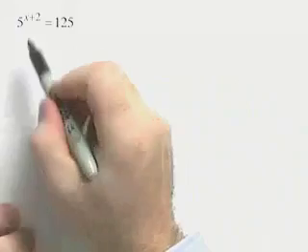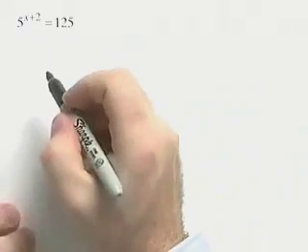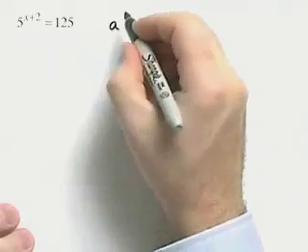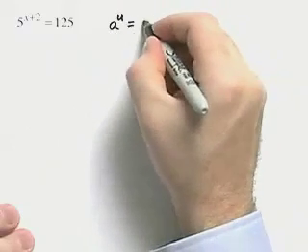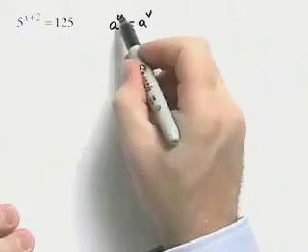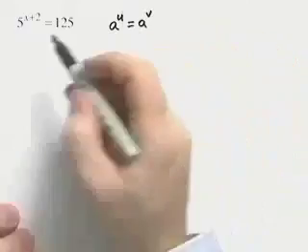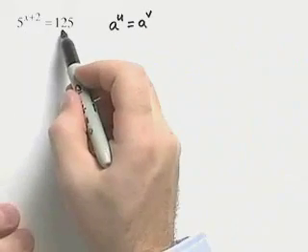For this problem, we're going to solve an exponential equation. We have the equation 5 to the x plus 2 equals 125. Recall that if we can write both sides with the same base to a power, a to the u equals a to the v, then the powers must equal each other. So our goal here is to get both sides to have the same base.